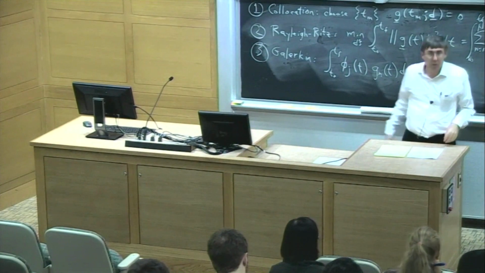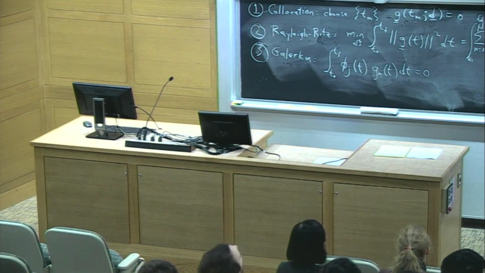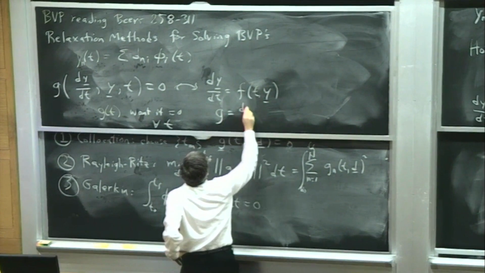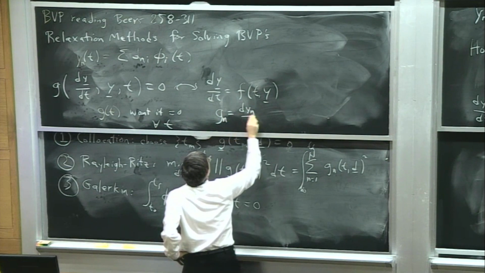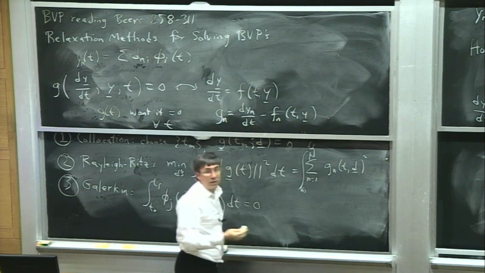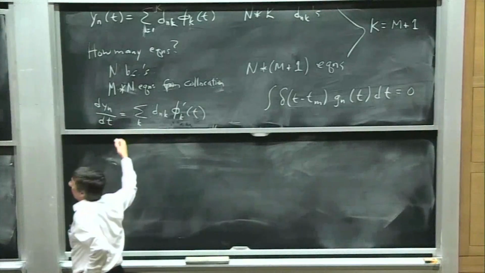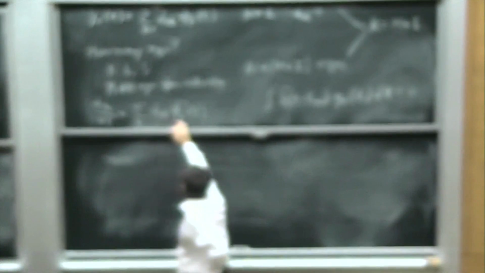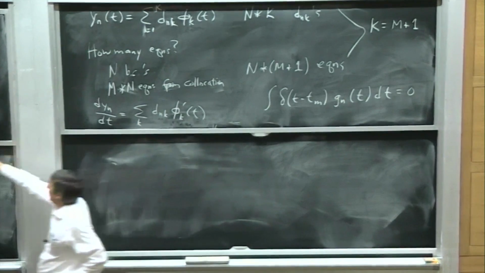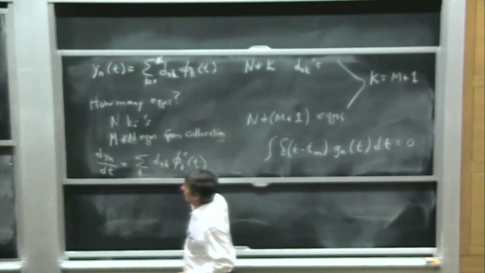So let's think about what basis functions we can choose that might make it easier to evaluate the integrals. Suppose we can write g explicitly like this: g_n is dy_n/dt minus f_n. Then what integrals am I going to get? Well, dy_n/dt is the sum of the derivatives of the basis functions, and y is just the sum of the basis functions.